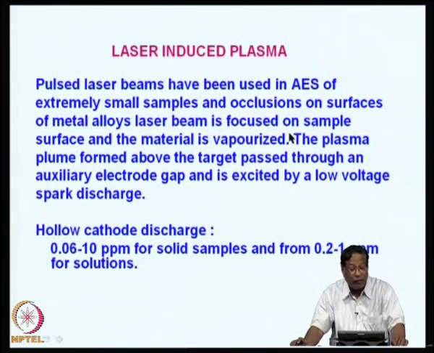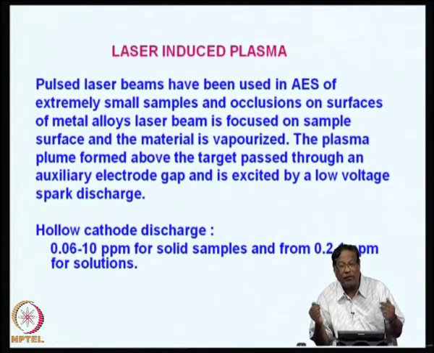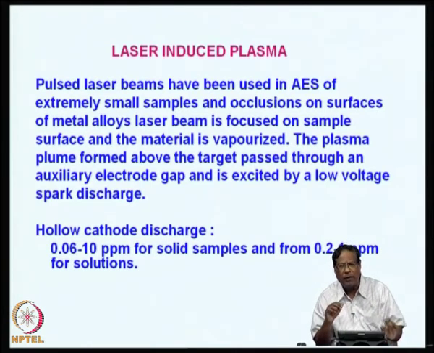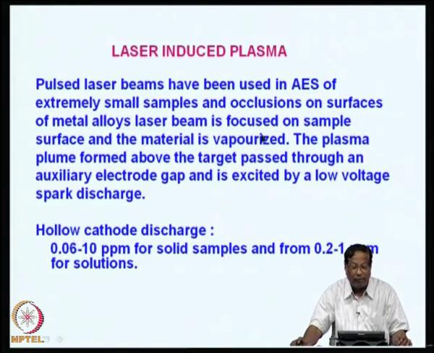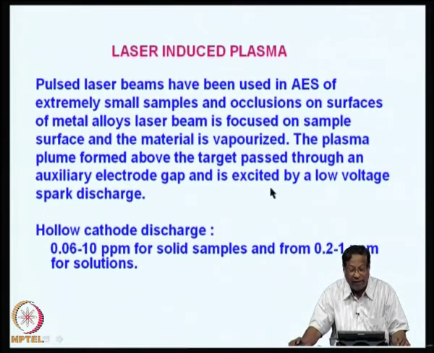Usually, the laser beam is focused on the sample surface and the material is vaporized. You just take the laser beam and focus it on the sample. So, the laser beam generates intense heat on interaction with the material and vapor is produced. The plasma plume formed above the target is passed through an auxiliary electrode gap and is excited by a low voltage spark discharge. So, this is another way of generating the plasma.